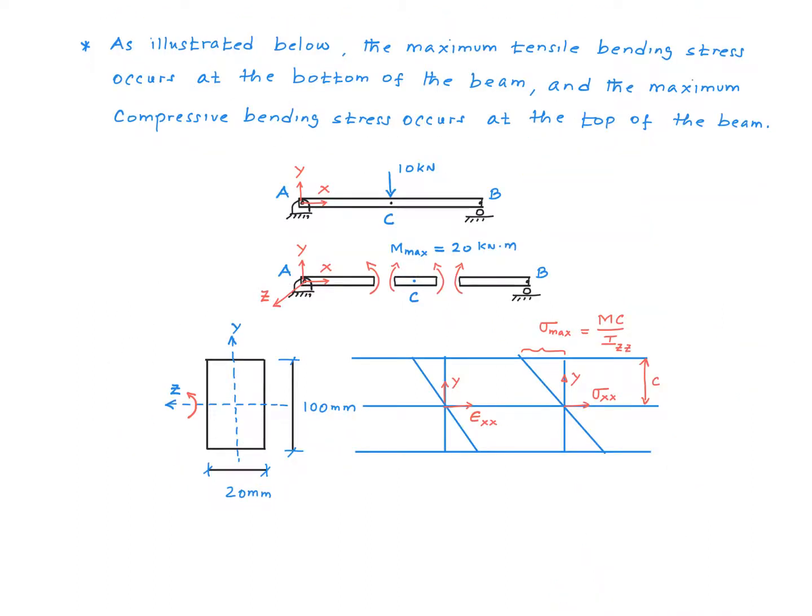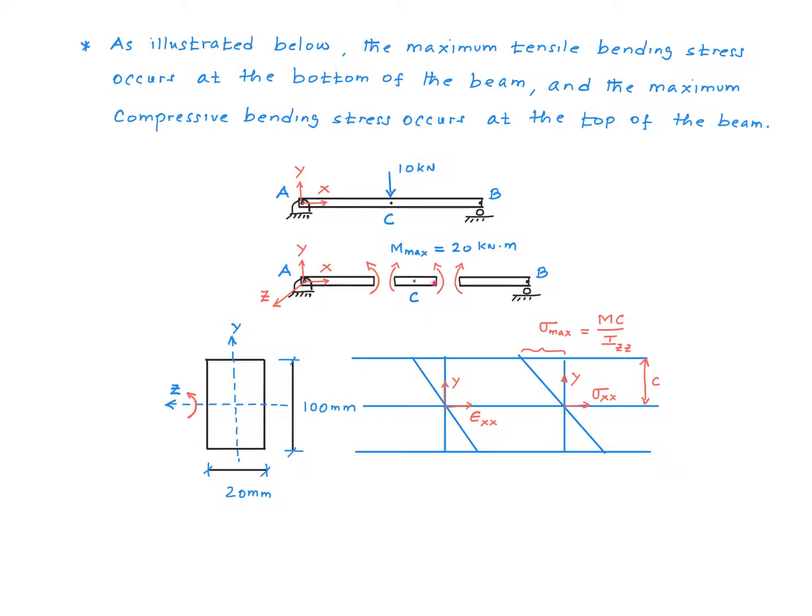Let's try to understand the nature of the bending stress that develops in the beam a little bit. If you recall the sign convention for the internal bending moment, the counterclockwise bending moment on the left side of the free body diagram is taken to be positive, right? Our bending moment diagram told us that we have a positive maximum bending moment in the beam, which is of course 20 kilonewton meter, right? And therefore these are the correct directions for the maximum bending moment.